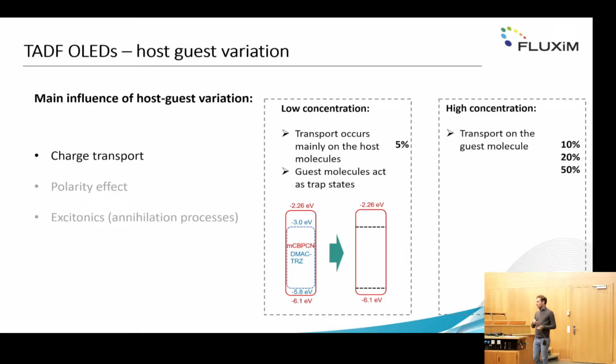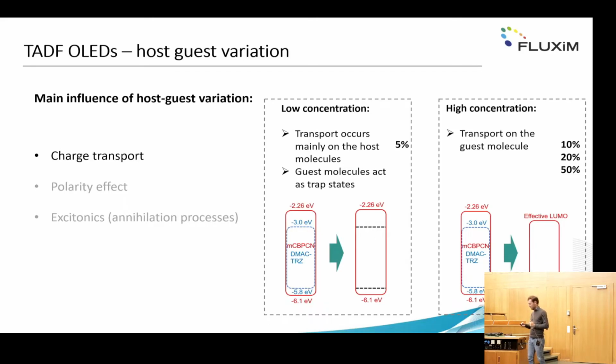And then there is the high concentration regime, which we used in the 10, 20, and 50% concentrations, where we say, okay, we have effective HOMO and LUMO levels, which lie in between the levels of the host and the guest. And then, of course, these depend on which percentage we are simulating. So in the 10% concentration, the HOMO-LUMO will be more similar to the host, while in 50% it will be more similar to the guest.